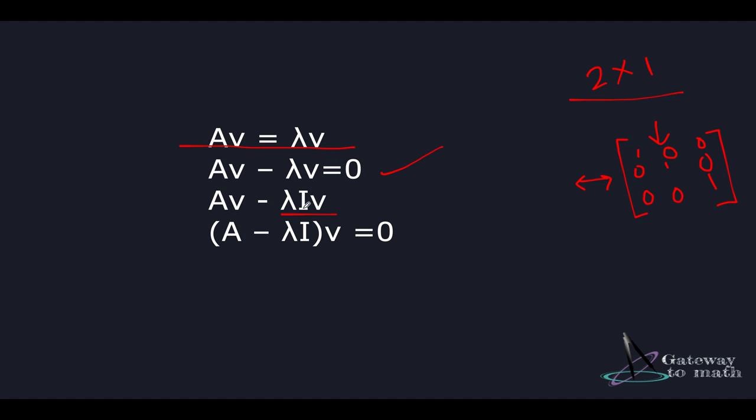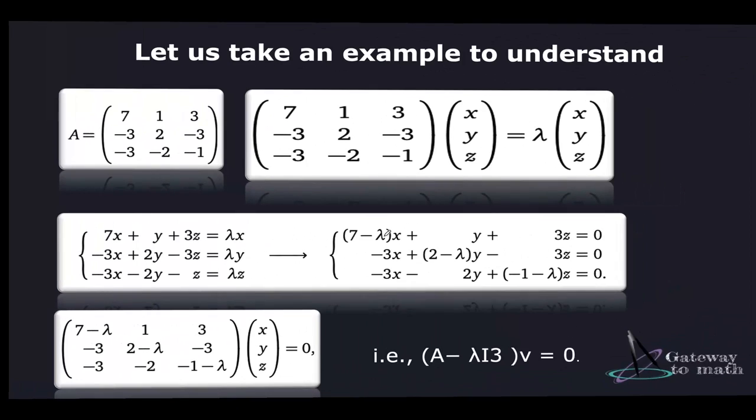So I can actually write this as lambda I V, and then I can take the V out. This still has to be equal to 0. So (A minus lambda I) in brackets, with V taken out, equals 0. Just in case you still are not very comfortable that I changed this expression to this, let's take an example real quick and see that.